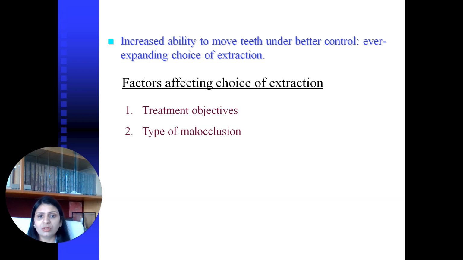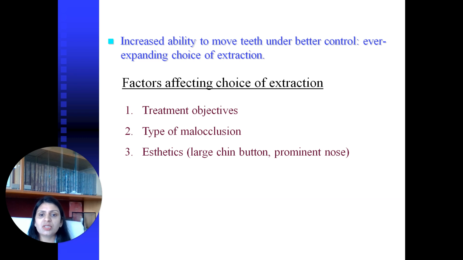Next is the type of malocclusion. For example, the patient is class 1. So in class 1, we never go for extraction in only one arch. We prefer to extract in both the arches. In class 2, the extraction pattern is either upper 4s or upper 4s and lower incisor. Or in growing patients, we sometimes also extract upper 4s and lower 5s. So with the type of malocclusion, the choice of extraction varies. In class 3 malocclusions, the choice is either lower premolars, lower 4s, or lower 4s and upper 5s. So type of malocclusion will definitely vary the teeth which need to be extracted.